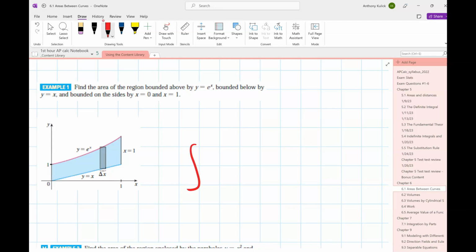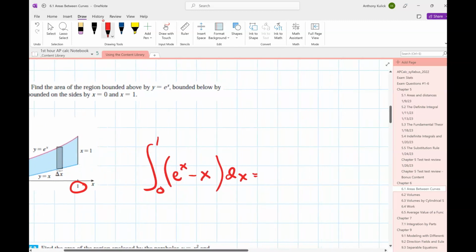So we are going to be integrating. Our area starts at the x value 0 and ends at the x value 1. So we know we're integrating from 0 to 1, and it's going to be a dx function because we're integrating along the x-axis. The function on top is e to the x. The function on bottom is just x. Everybody's cool? How am I going to do this integral?